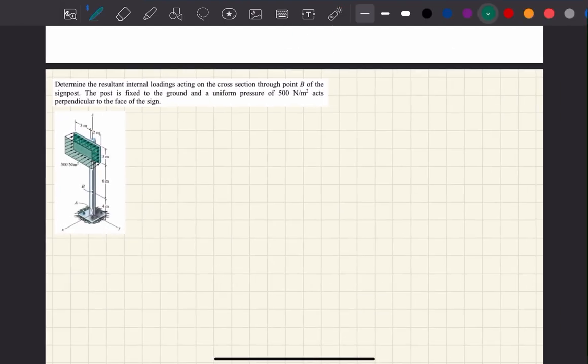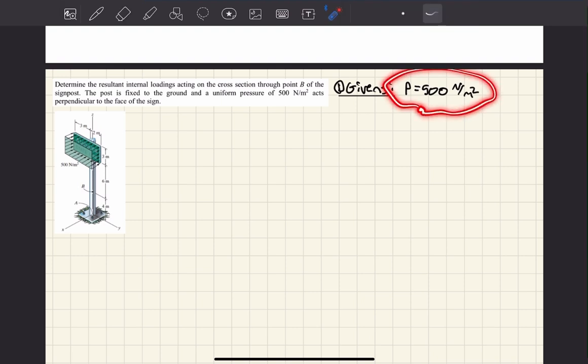Okay, so in terms of what you're given in this question, you're given the pressure distribution, or gradient, or whatever you call it. Basically, this pressure is equal to 500 newtons per meter squared. That's great, but we don't want to sum the pressures later on. We want to sum the forces or the moments, and you get moments from forces. So what do we want? We want to convert this into a force. How do we do that?